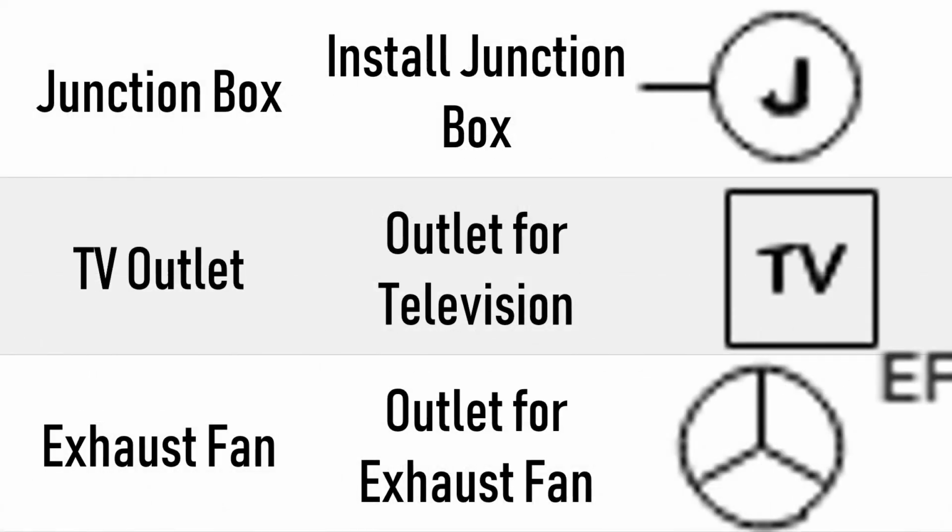Okay, junction box. So this is the electrical symbol of a junction box. If we're going to use a junction box for the wiring installation, this is the symbol for it. Next is the outlet for TV. The socket for TV is called the outlet for television, and this is its symbol. And also the outlet for exhaust fan. If you're going to plug in the exhaust fan, this is the electrical symbol of it.